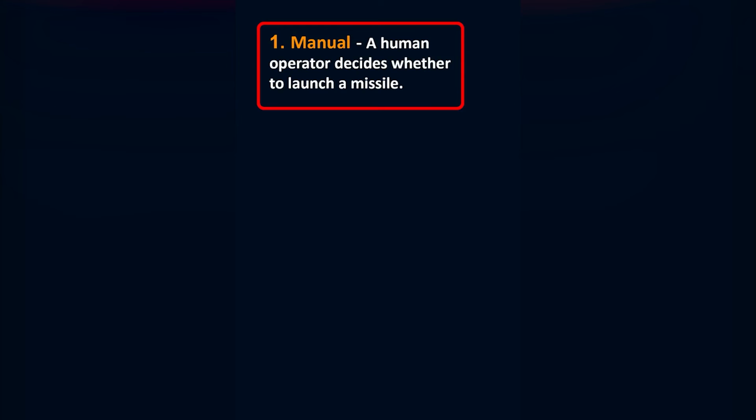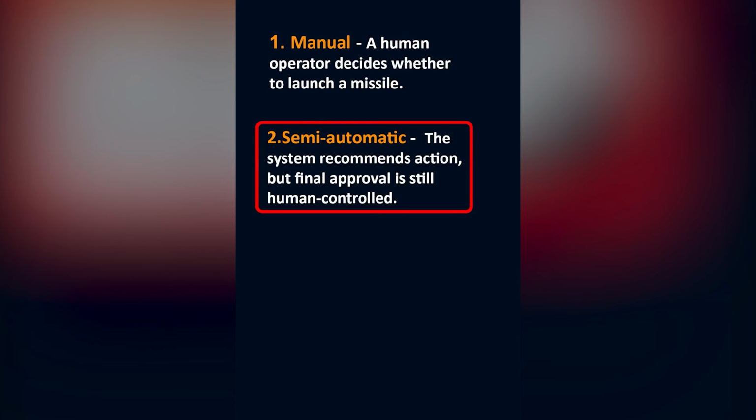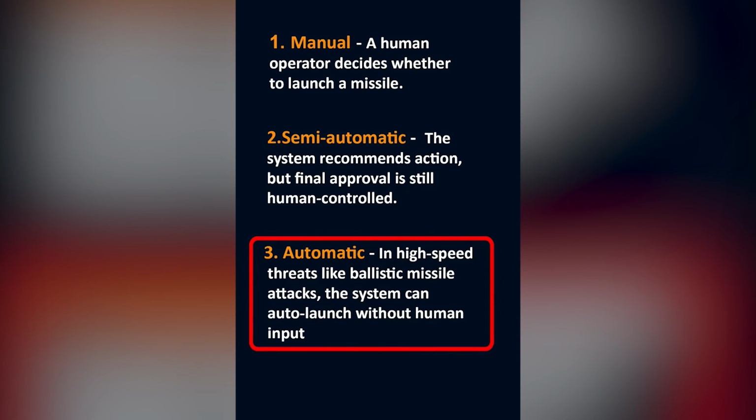Manual. A human operator decides whether to launch a missile. Semi-automatic. The system recommends action, but final approval is still human controlled. Automatic. In high-speed threats like a ballistic missile attack, the system can auto-launch without human input.